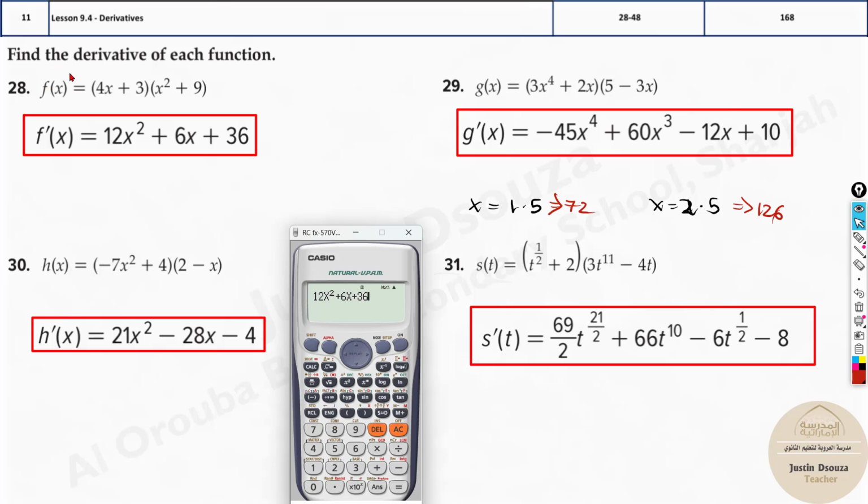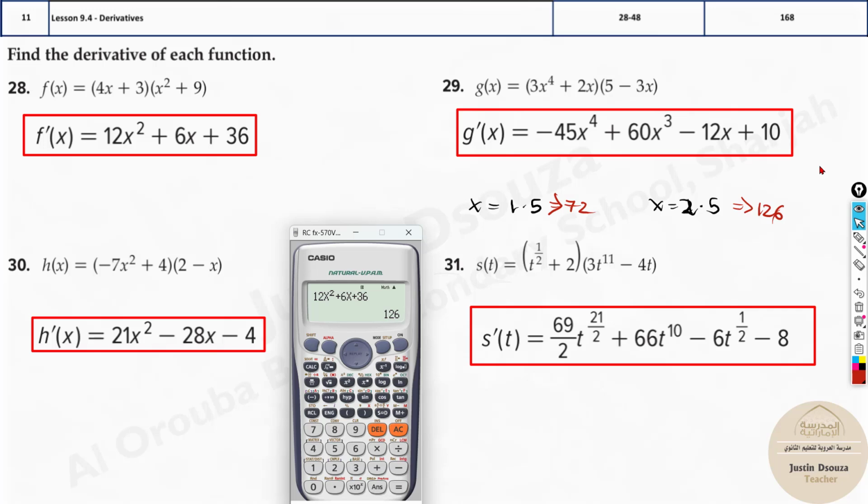F dash. So when we derive the above equation, we get this answer at this particular x. So now if you just put the x value at 1.5 or 2.5, the answers must match. Now let's calculate this at 1.5. The answer is 72 and it matches. Or let me change it to 2.5. Absolutely, it should match. This is the correct answer.